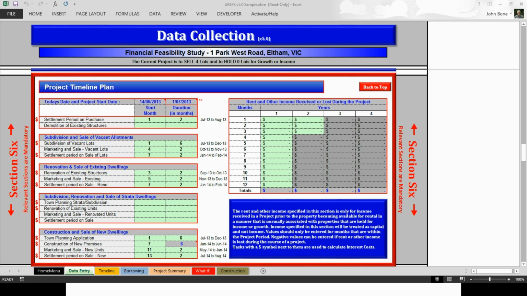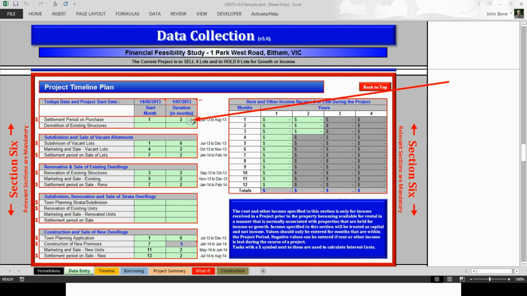Starting with the first task, which is the settlement period on purchase, typically this would be the first thing that you would do in a project in real estate, and the start month typically would be month 1, and it would be the start of the project, and the duration of that task would usually be the settlement period on the purchase, so I have entered 2 as the settlement period on the purchase.